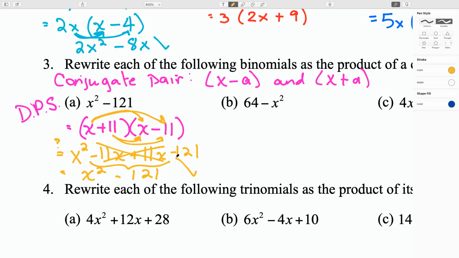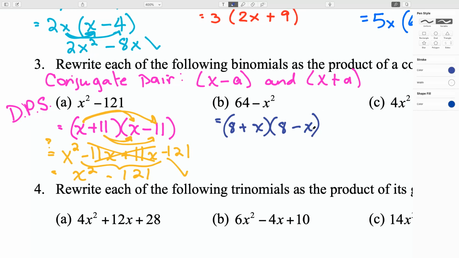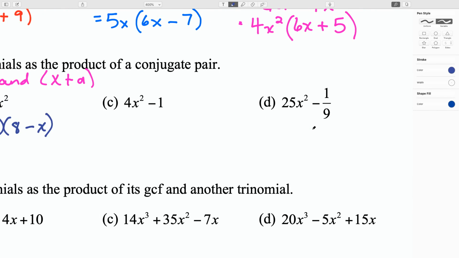Let's do 64 minus x squared. Because it's a difference of perfect squares, 64 is a perfect square, and so is x squared, I know that my answer is going to be two binomials. The square root of 64 is 8. So the first term should be 8. In order to get a negative, both my symbols should be different, a positive and a negative. And in order to get x squared, I must have multiplied x times x. And I'm done. You can try C and D, and then let's see if you did it right.